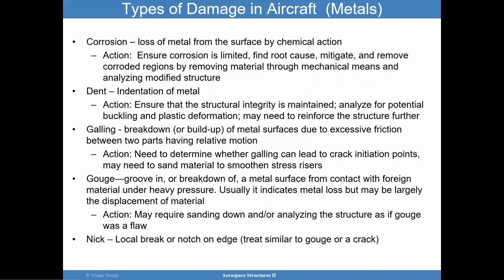Looking at metals now, there are types of damages that also need to be considered. Corrosion, dent, galling, gouge, nick. Corrosion is a loss of metal from the surface by chemical action. And usually the corrosion is limited, so you want to find the root cause, mitigate it, remove the corroded regions, and then remove the material through mechanical means, and then analyze the structure.